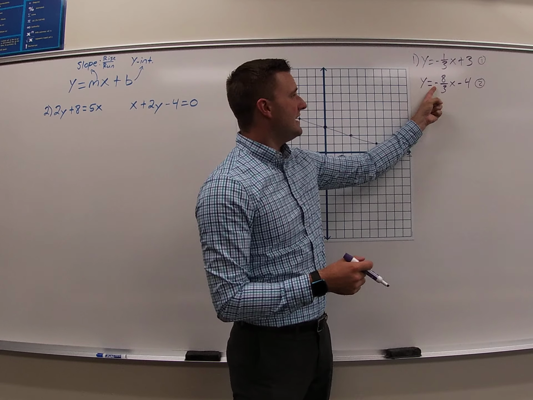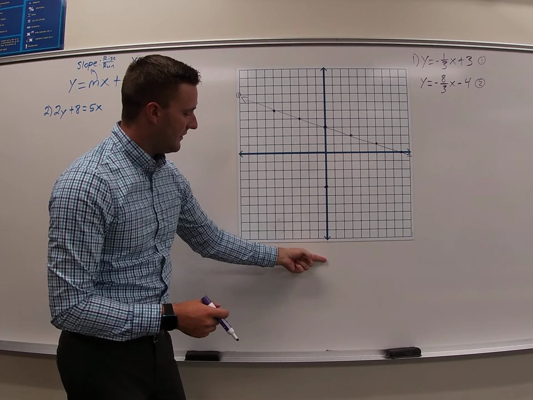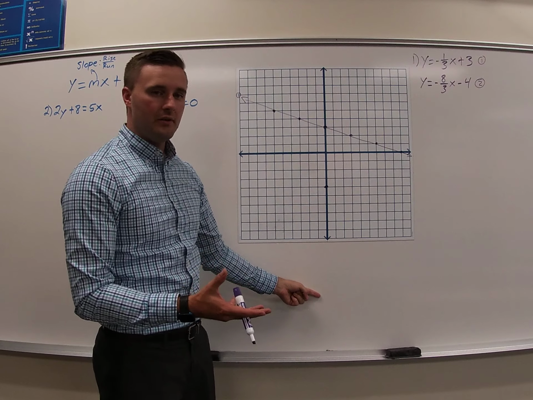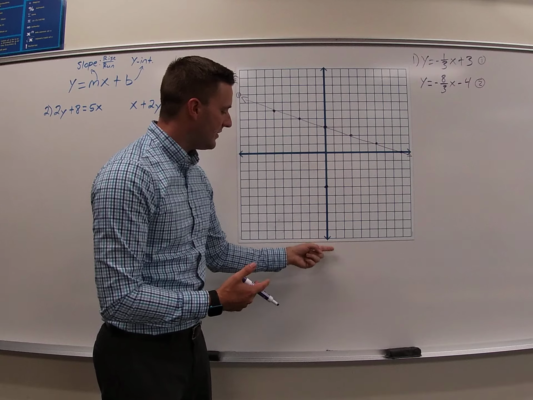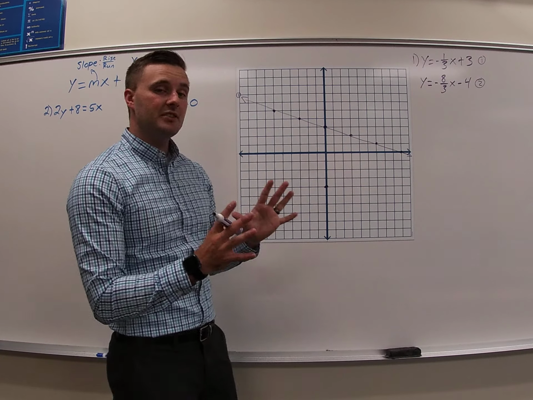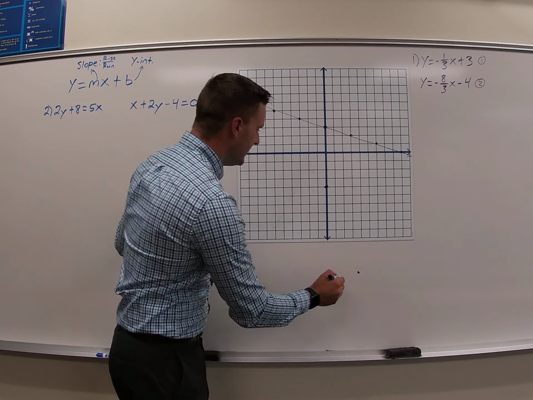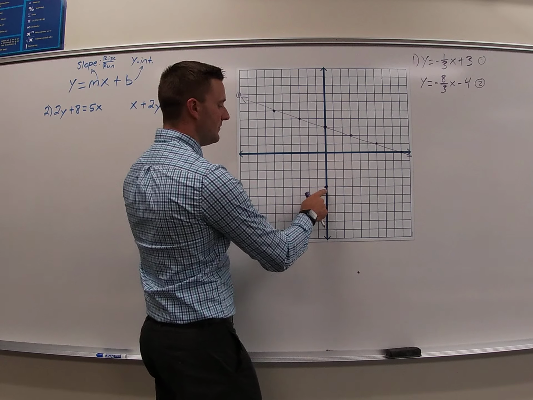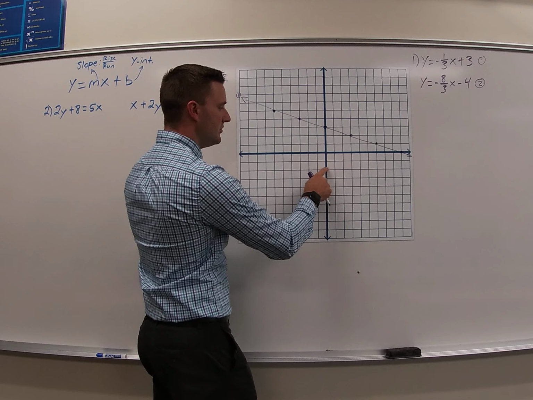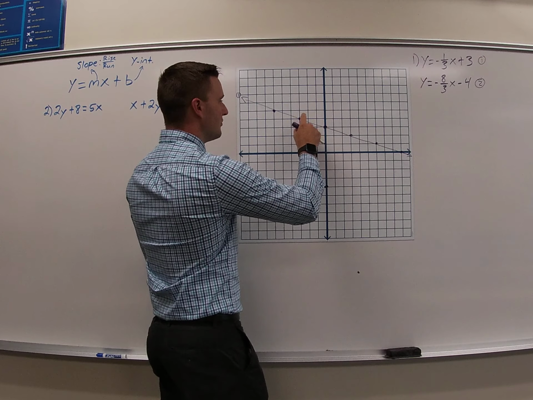Then my direction says, go down 8, right 3. But notice I can't go down 8. I'd be off the paper, or off the coordinate plane that I have. So because I can't go down 8 without adding more lines, the opposite direction of going down 8, right 3 would be to go up 8, left 3. So let's do that and see if it fits. From here, we're going to go up 8: 1, 2, 3, 4, 5, 6, 7, 8. And then left 3: 1, 2, 3.